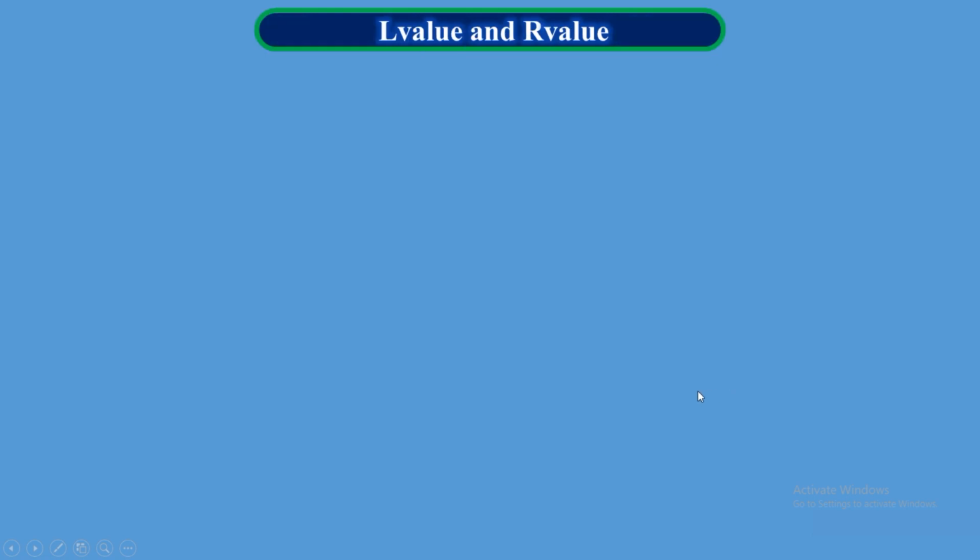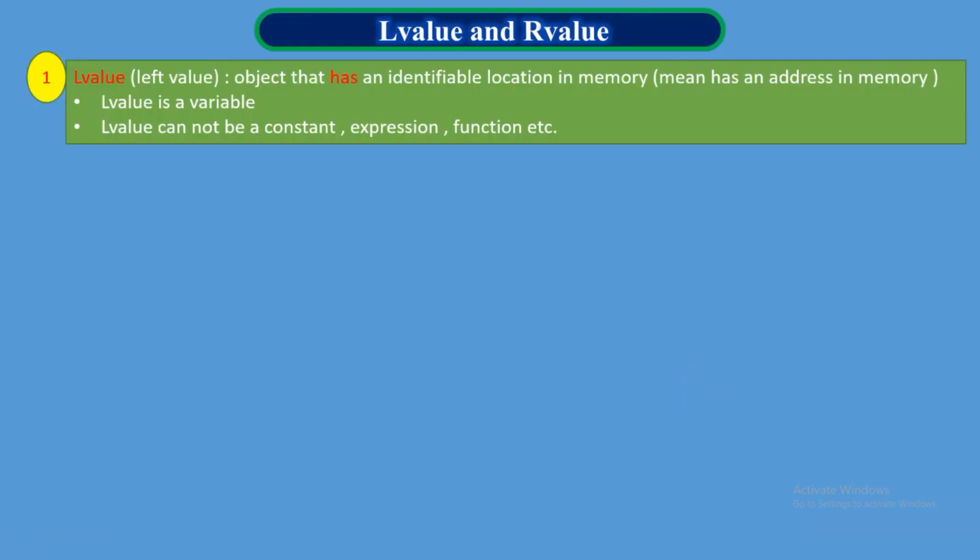Next we have L value and R value. L value means an object that has an identifiable location in memory, meaning an address in memory. L value is always a variable.